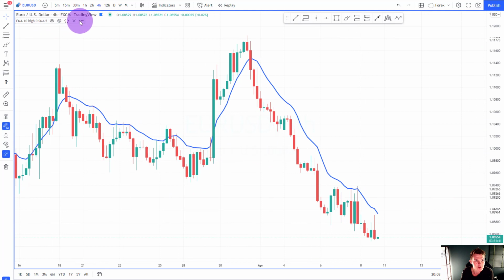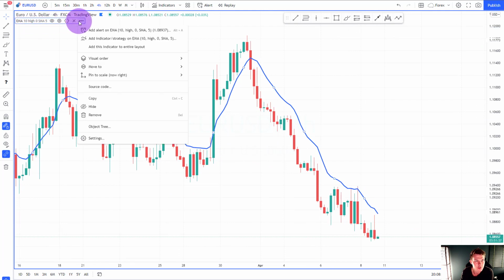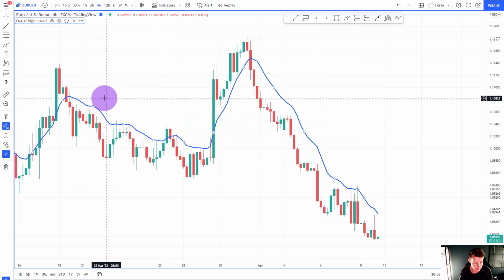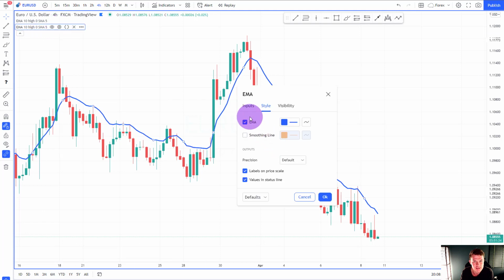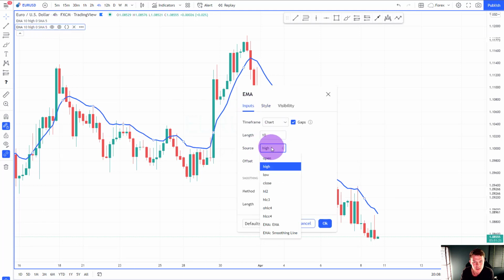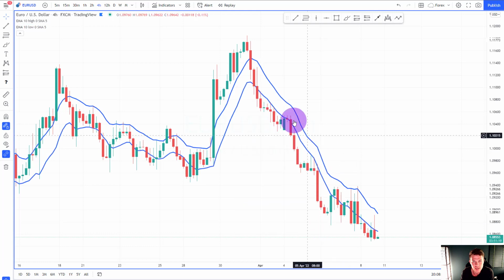Then we can copy this one. We go to the moving average, 10 EMA high. You can see it here. Then we go to the points. We go to copy. Then we paste it. Just press Ctrl and V like you would paste anything on your computer. Then you can see we have two moving averages with the same settings. So we have to change that. We open the settings. And now we change it from source high to source low. And that's how we get our channel.